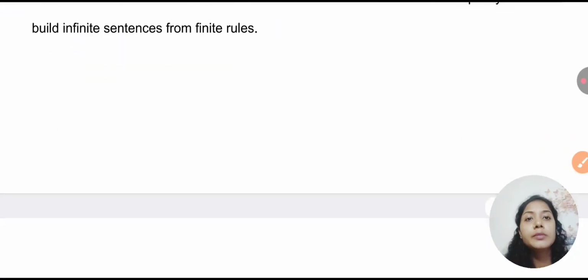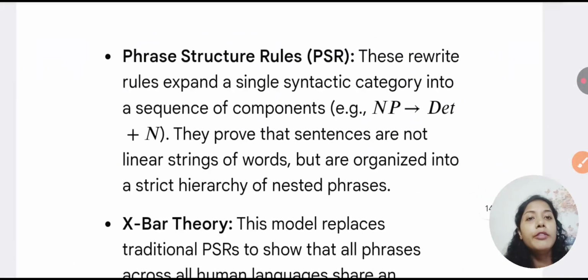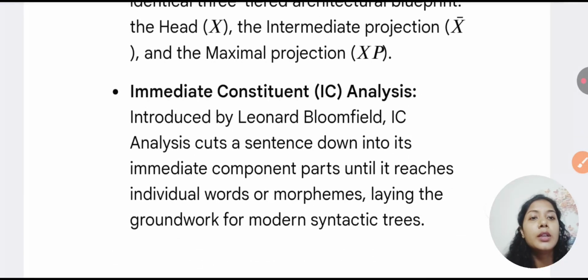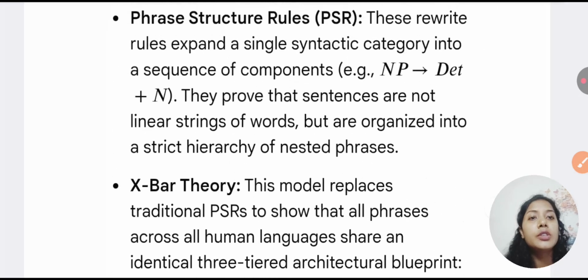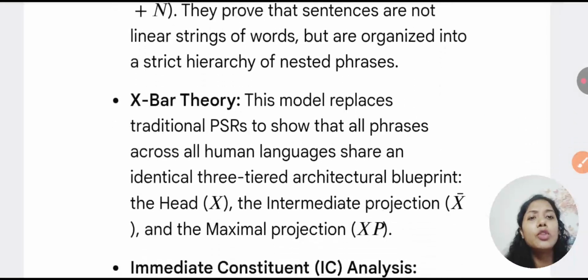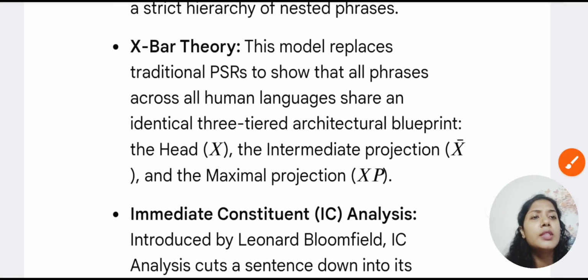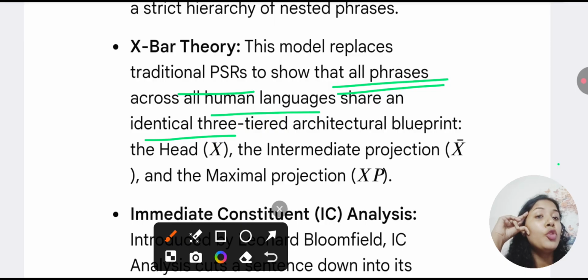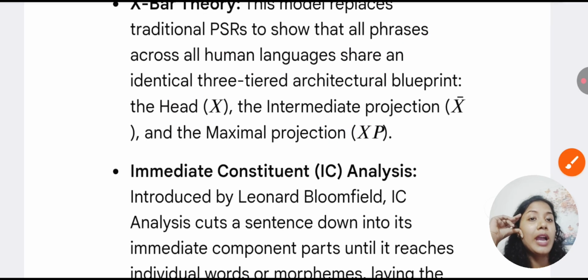Let's see the next question. Phrase structure rules is given here. Bar theory, immediate constituents. So immediate constituent, the phrase structure, it is a rewrite rule. This is not going to come. X-bar theory has been asked once or twice. This model replaces traditional PSRs to show that all phrases across all human languages share an identical three-tiered architectural blueprint. Okay, so head, the intermediate projection, and the maximal projection. So you have three: head, intermediate projection, and maximal projection.